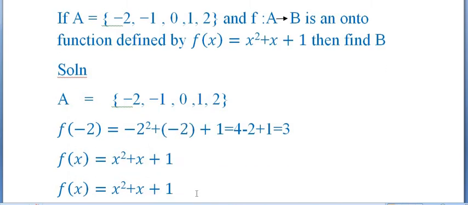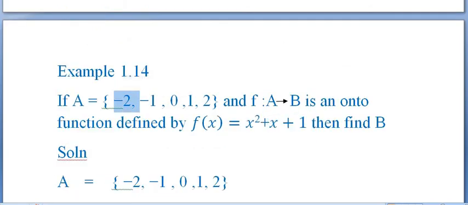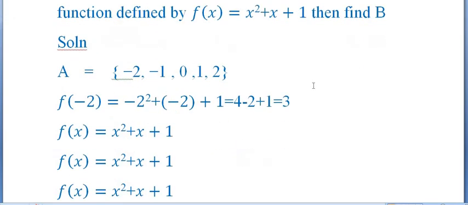Now f of x is given for us, and the first value in A is -2. So I can put it here: instead of x I have to put -2. Already we have studied problems like this. So instead of x we put -2 squared plus, instead of x, -2, plus 1. So -2 squared, we know, is -2 into -2, minus into minus is plus, 2 2s are 4. So I have written here 4, plus into minus is minus 2, plus 1.